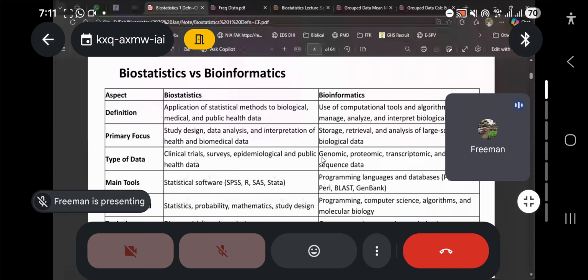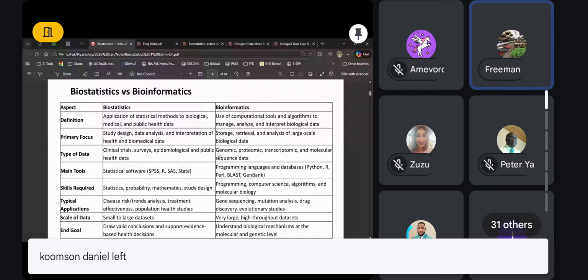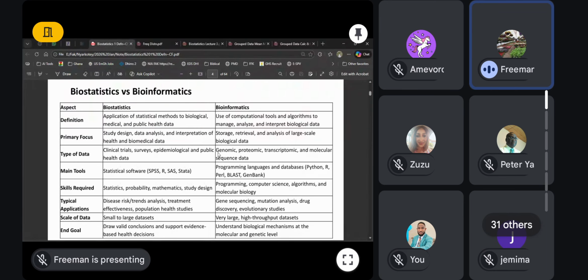We are basically going to do more of biostat. I can later give some information on bioinformatics so that you add to your knowledge.